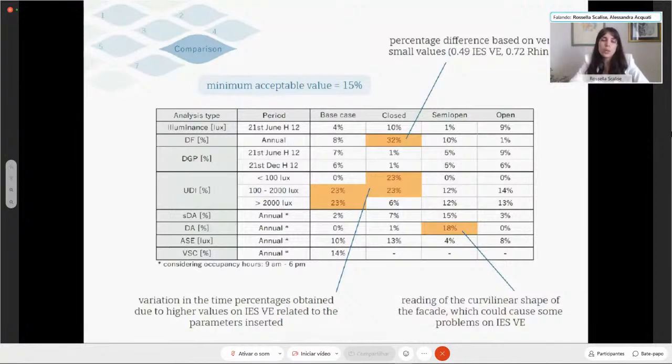For the daylight factor, a 32% difference was obtained, but this was because we obtained very small values, and therefore this percentage difference could be overestimated. For the UDI, a 23% difference was obtained between the base case and the closed configuration, and this could be due to the higher parameter inserted on ISV related to the parameters which could not be changed. For the daylight autonomy, an 18% difference, this could be due to the curvilinear shape of the semi-open configuration, which, as we saw, can cause problems on ISV.